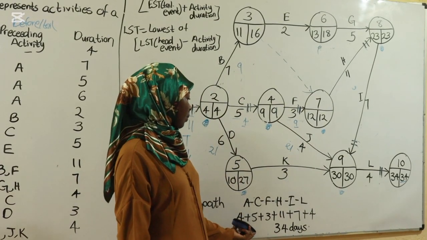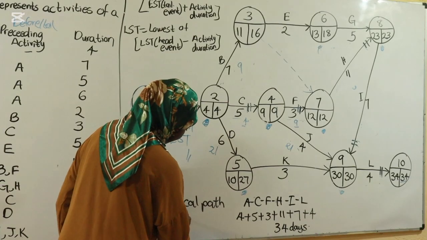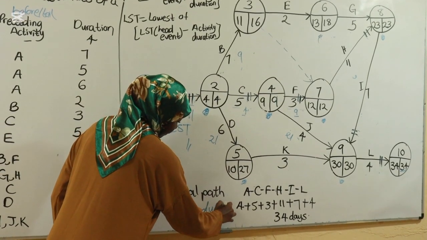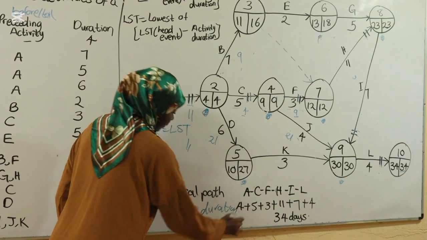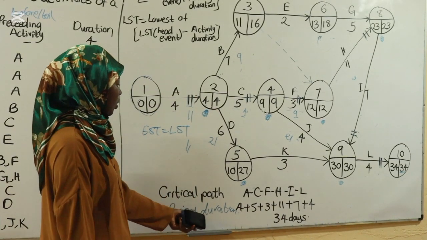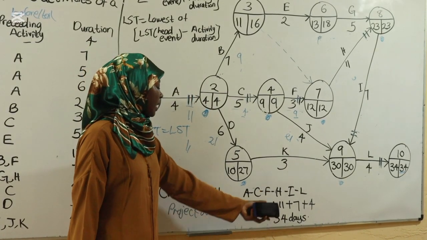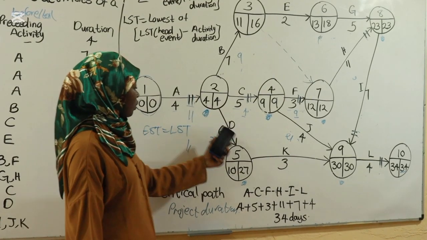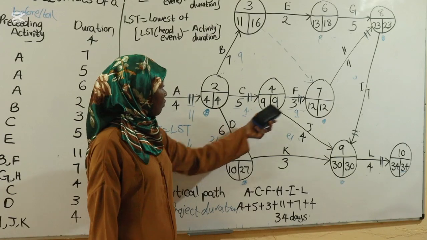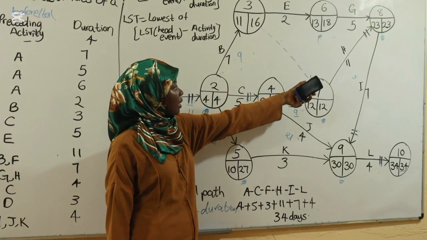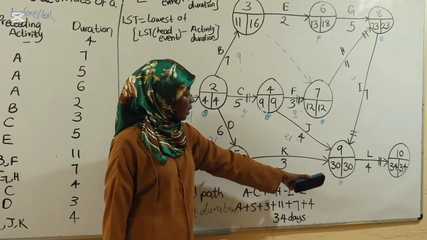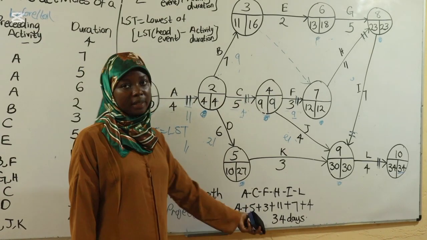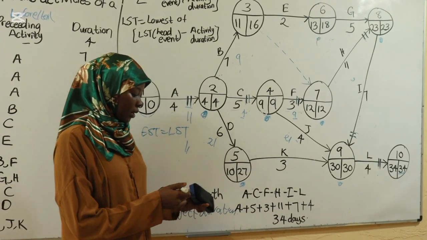When you want to calculate the project duration, you add the duration in this critical path. You add the duration here for A, which is 4, for C it's 5, for F it is 3, for H it is 11, for I it is 7, and for L it is 4. So you add and you get your answer as 34 days. So that is how you calculate your critical path.